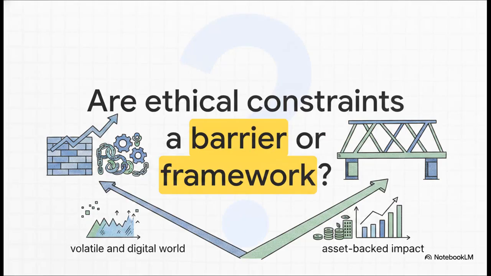So I want to leave you with this thought as we look at the architecture of global finance. Are rigorous ethical constraints and asset-backed mandates a barrier to financial growth? Or, as we navigate an increasingly volatile world, are they actually the ultimate framework for market resilience? The data suggests that tying capital directly to real-world impact might just be the most stable engine we have.